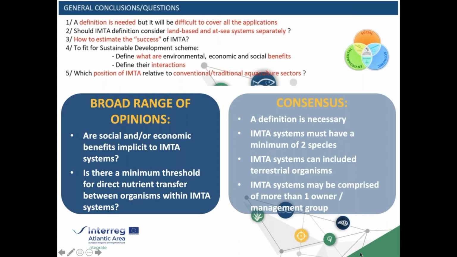So there was consensus about the need for a definition, that IMTA systems must have a minimum of 2 species, that there is no reason to exclude terrestrial organisms, and that IMTA systems may be owned and or managed by more than one person or group. On the other side, opinions were more diverse regarding whether socioeconomic factors should be implicitly included within IMTA systems, and what, if any, minimum threshold there should be for nutrient transfer between organisms in IMTA systems. So as I said, that's just some of the examples. There's many more in the full document. But clearly we had an awful lot to discuss.